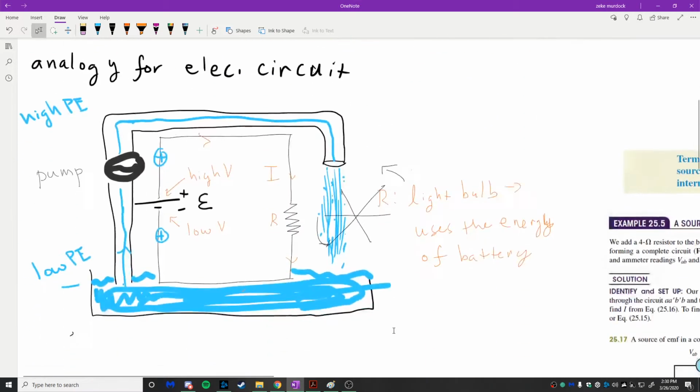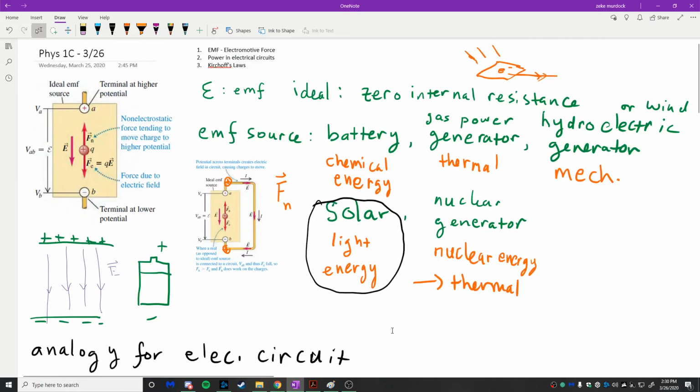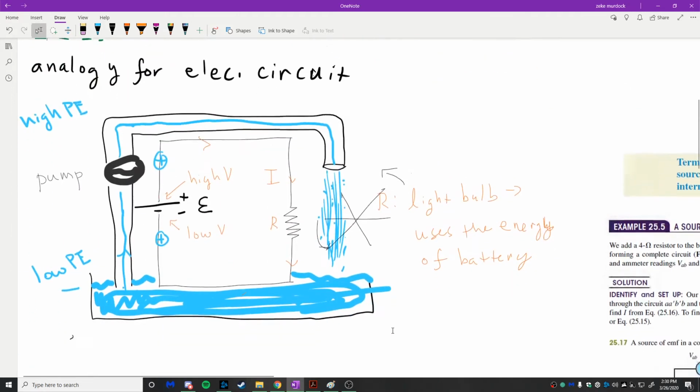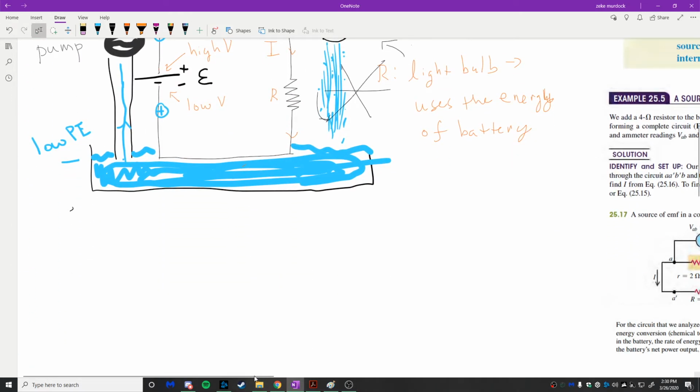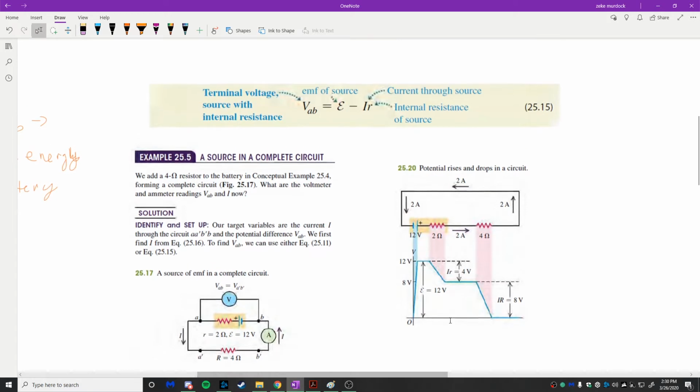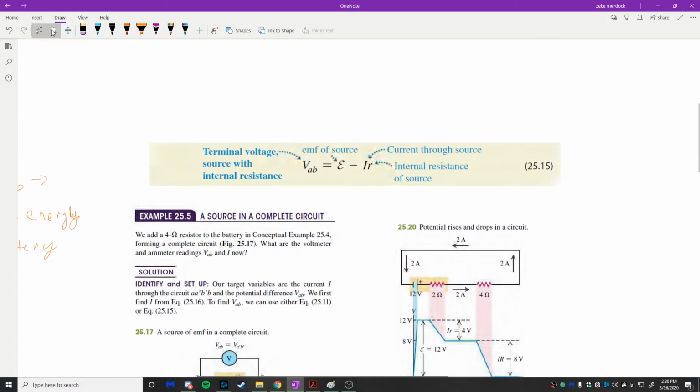Okay, now that we just talked about EMF, we're going to move on and look at some ways in which we can actually solve some problems using these ideas. But the first thing that I want to do now is to talk about this equation right here. This is what we're going to be using to solve some of these problems.